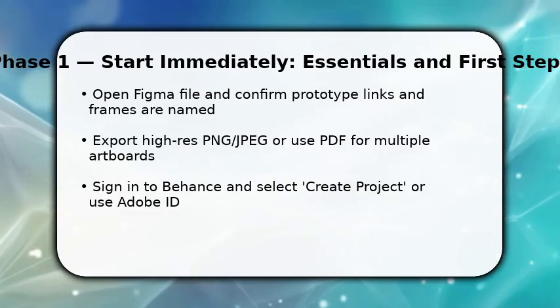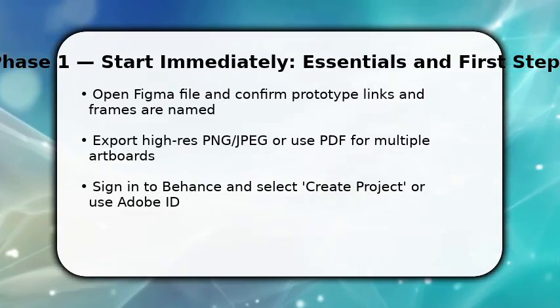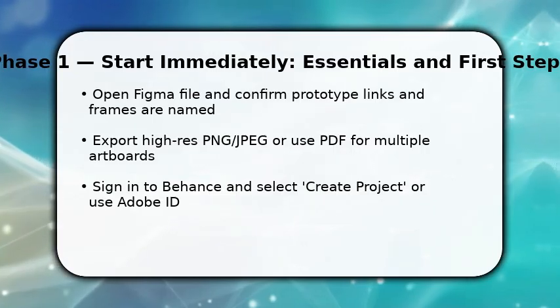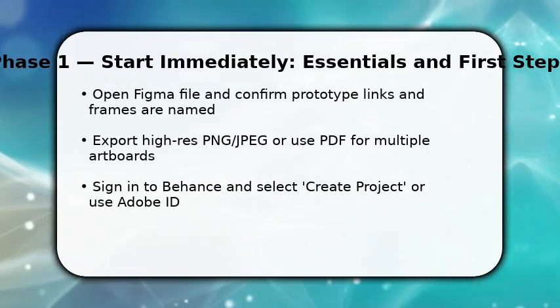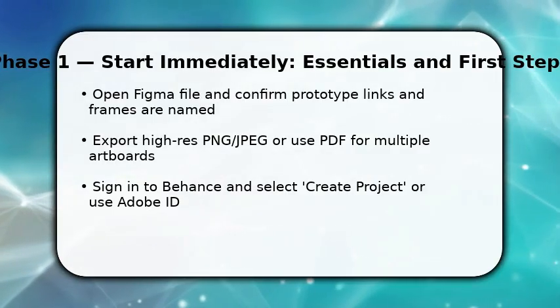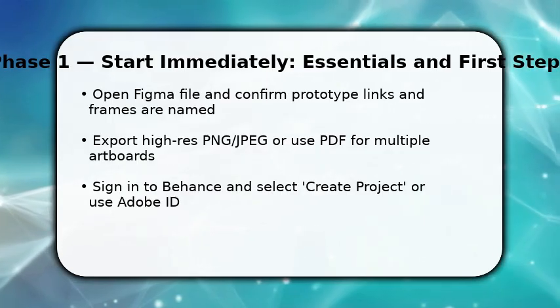You begin by confirming access and assets. Open the Figma prototype, check frame names and interaction links so viewers follow flow. Once done, export key screens as high-resolution PNG or a multi-page PDF. Make sure dimensions match your Behance layout.